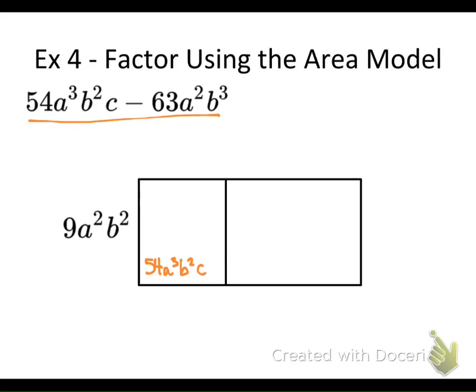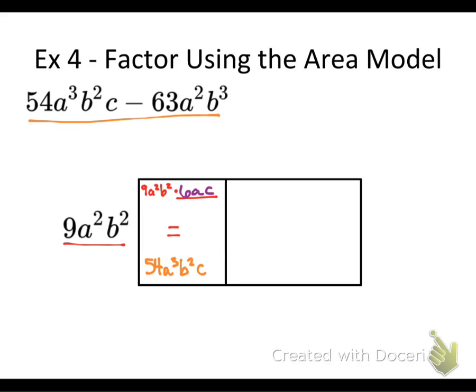All right. So, my height is 9a squared b squared. I'm going to go ahead and write that in. Now, if I'm trying to find my width, what am I going to multiply 9 by to get 54? 6. Very good. So I have 6. Now I have a squared, but my area is a to the third. So how many a's do I need in this answer? I need 1, right? So I have 1a and a c, because I already have b squared in this answer and b squared in this answer. So I don't need another b. But I do need a c because my area has a c in it.